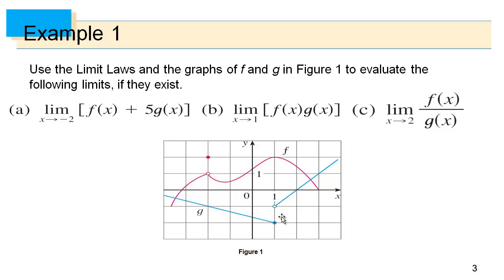Let's look at some examples. We can use limit laws to now evaluate more and more complicated limits because we know we can break them down into these basic pieces from these laws. If we're trying to figure out, for instance, this first piece, the limit of f of x plus 5 times g of x, we know that based on the rules it's going to be the limit of f of x plus the limit of 5 times g of x, and then we can also pull the constant out.